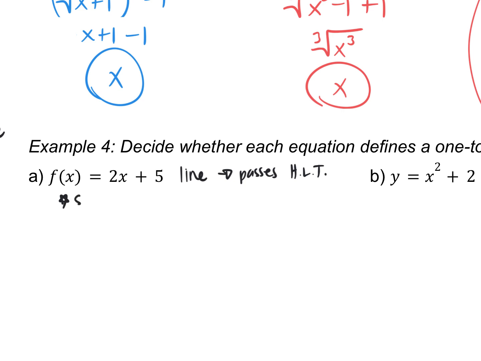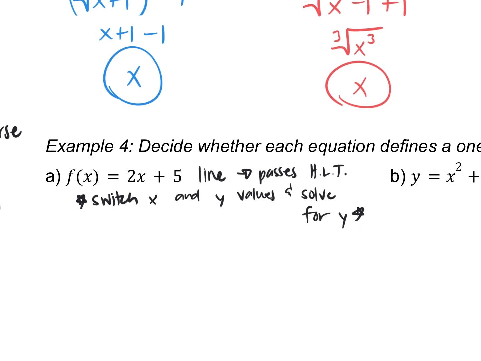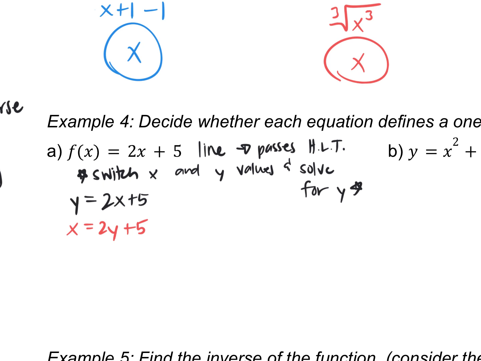Okay. So now we can do the little algebra that is going to take not a whole ton of effort, but switch your x and y values and solve for y. I like to start by writing y equals because it's in terms of f of x, which is fine. And then I'm going to switch my x's and y's to give me x equals 2y plus 5. Okay, which, quick little math, subtract the 5 and divide by 2.